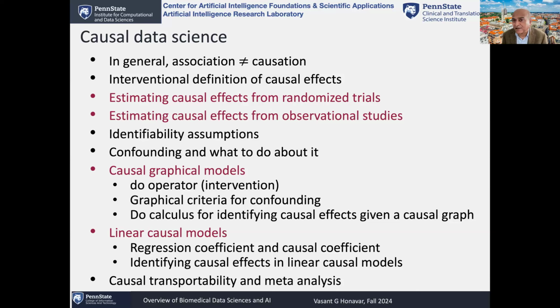Let's say a study with one population where a randomized experiment was run, and you found a causal effect, and you want to understand whether that same causal effect with some tweaks holds or not in a different population where you're not able to run a randomized control trial. This is the so-called causal transportability problem.